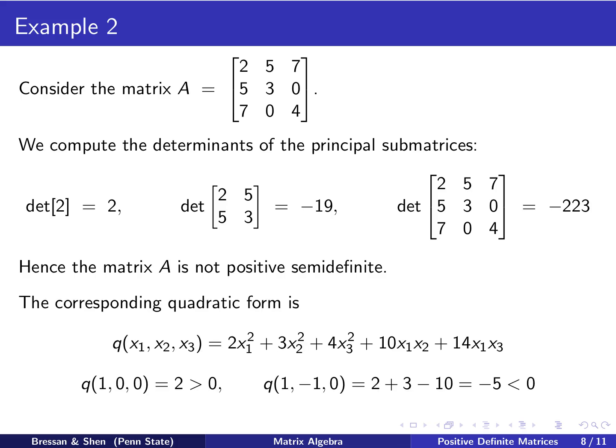And we can write out the corresponding quadratic form in the same way. You write it out and you have that. And we can check it with certain numbers to see if we get mixed signs. Indeed, if you put in 1, 0, 0, you get 2, which is positive. And if you put 1, -1, 0, then you get -5, which is negative.